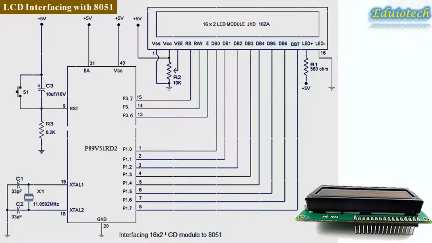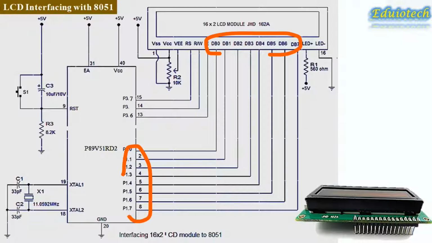A 10K pot is interfaced with pin VSS, VCC and VEE, which is used to vary the contrast on LCD. Pin RS is interfaced with P3.7, which is used to select the command register or the data register on LCD. RW pin of LCD is interfaced with P3.1 pin of microcontroller, which is used to decide read and write operation. Enable pin is interfaced with P3.6, which is used to enable the read-write operation.